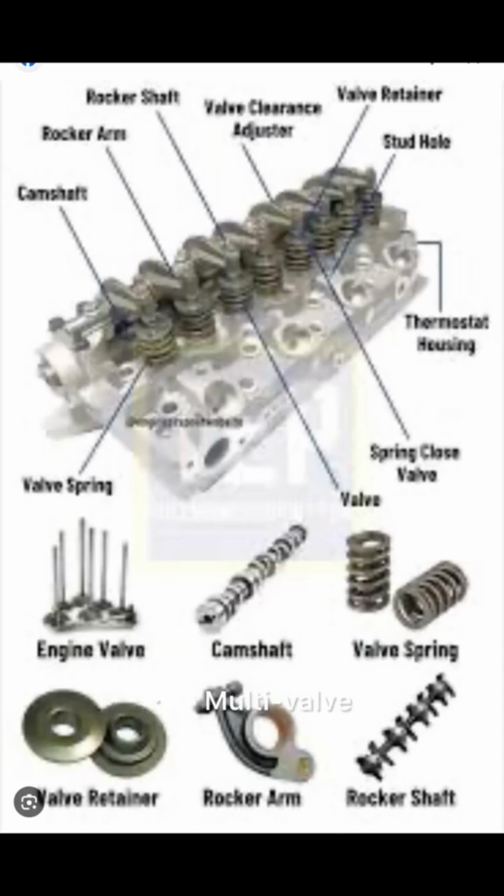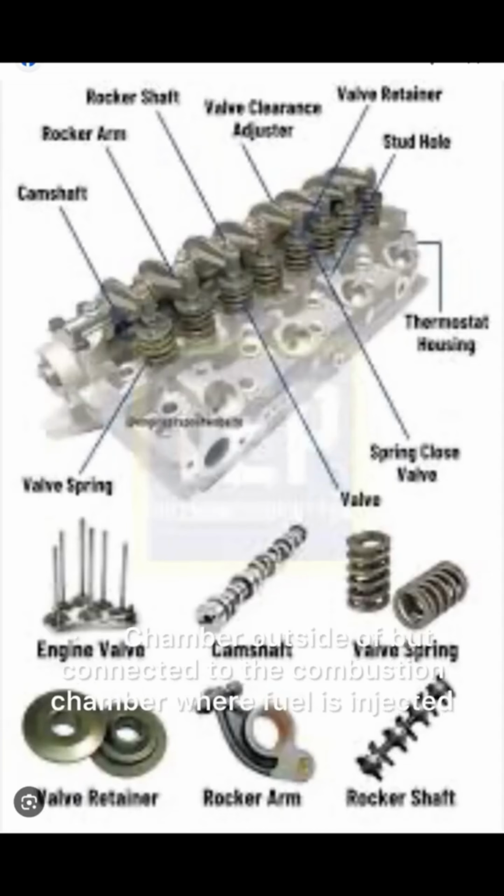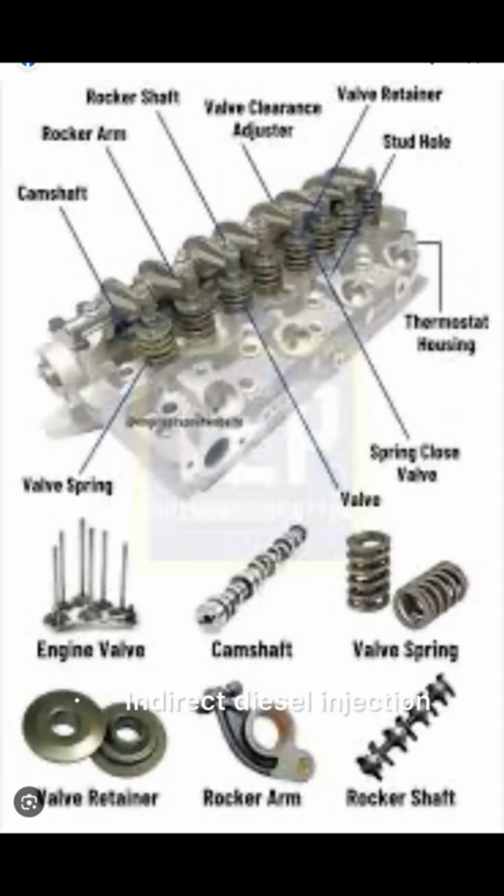3. What is a pre-combustion chamber and where is it used? Chamber outside of but connected to the combustion chamber, where fuel is injected. Indirect diesel injection. 4. What is the purpose of the cylinder head? Seals the top of the cylinder. Contains a combustion chamber. Provides intake and exhaust ports. Guides and seats for the valves. May have bores and caps for camshaft. May have rocker arms, rocker shafts, cam followers, etc. Oil and coolant galleries. Mounting for external components.